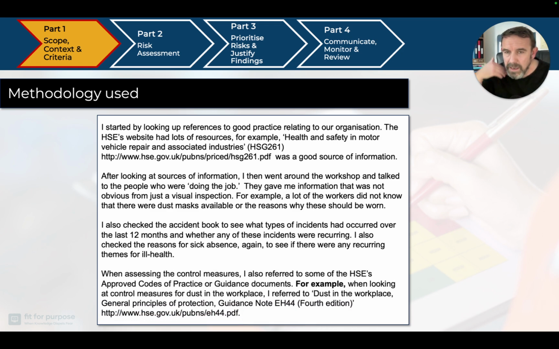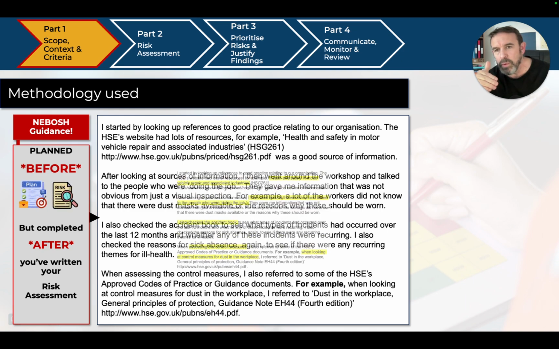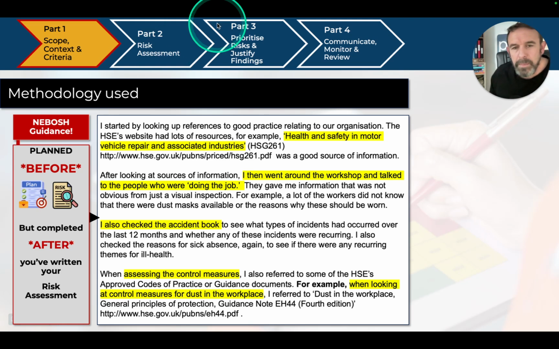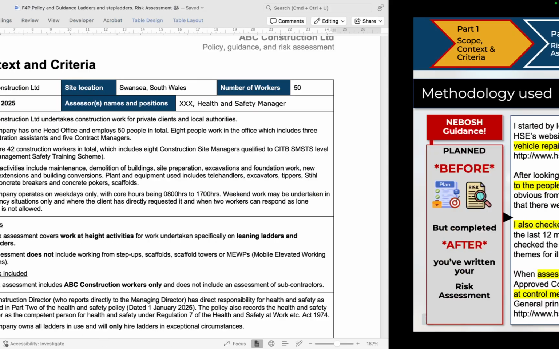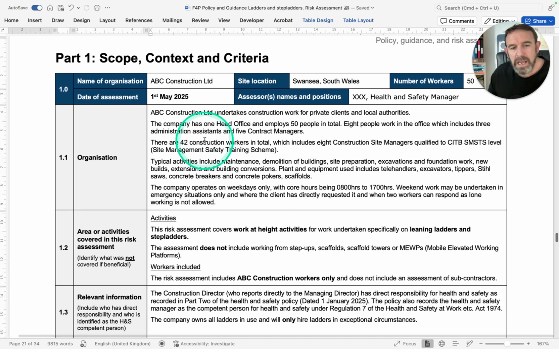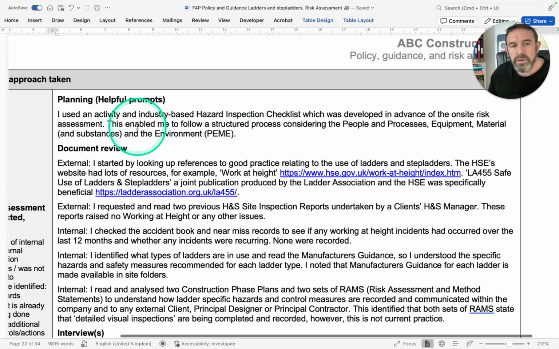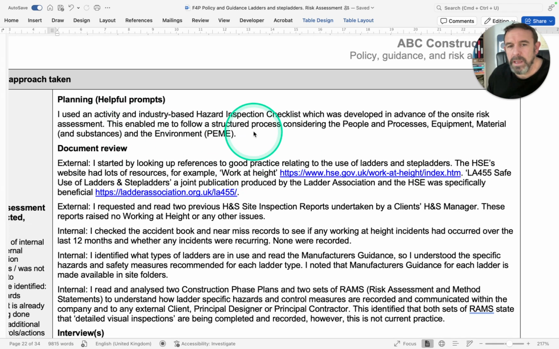But yet again, if we're using this as a planning tool going forward, we can consider their guidance, of course, in real life. Ultimately we're going to be identifying what we need to look at, what guidance is out there, and how you're going to do the risk assessment. In mine, scope, context and criteria, I'm saying how I did mine. I used an activity and industry-based hazard inspection checklist, which was developed in advance of the on-site risk assessment. This enabled me to follow a structured process.